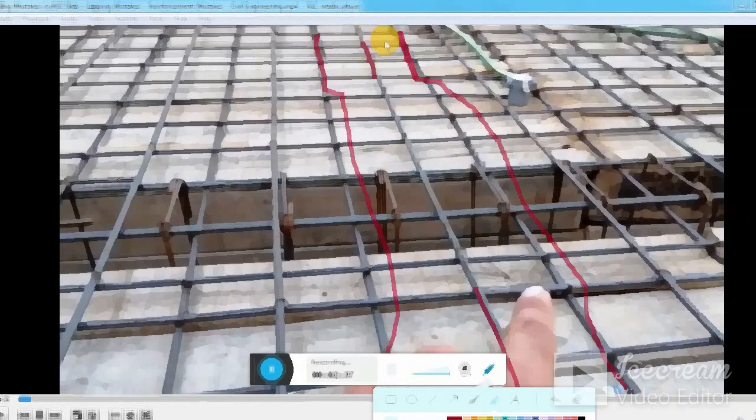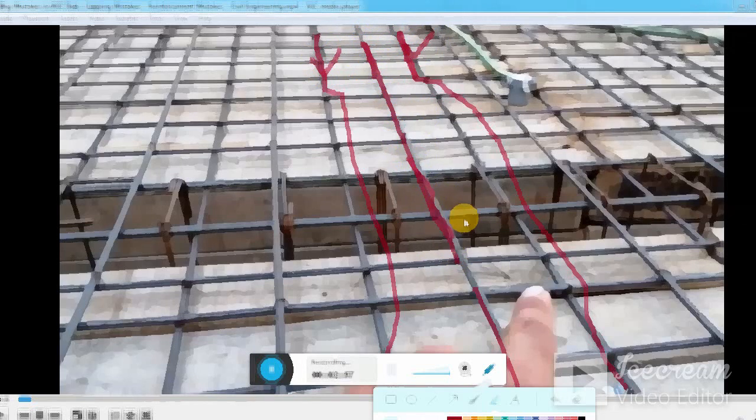And we can bend alternate bars. We bend this bar, then this bar. This bar should be continuous. It continuously comes into the support. We can lay this bar over here.